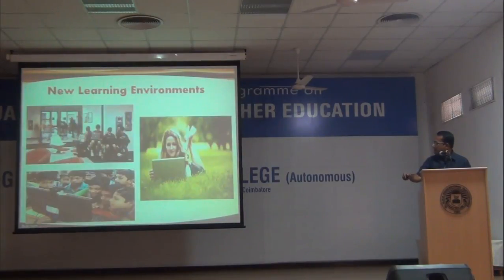So, I was talking to you about new learning environments. I spoke about four things, right? Okay. New learning environments are those, right? Can you just look at the left side, you will see two pictures. This is a classroom of a public school located in Minnesota, United States of America. So you don't find a big difference there. That is an informal learning environment, okay?